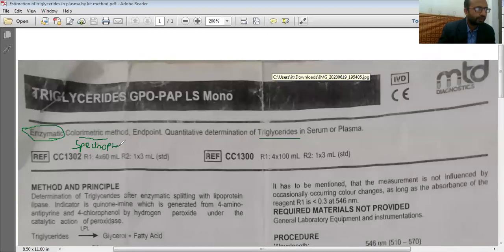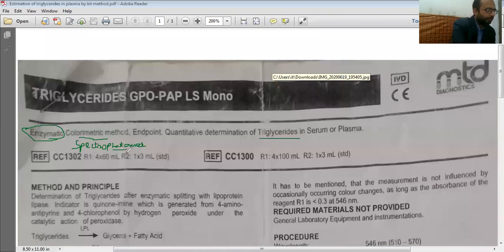And the spectrophotometer would produce the light of our required wavelength, and that light will be absorbed by the colored compound which is produced as a result of the enzymes. How much light is absorbed by that colored compound, that information will be displayed on the screen of the spectrophotometer.